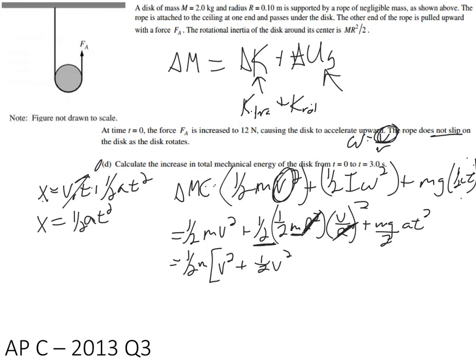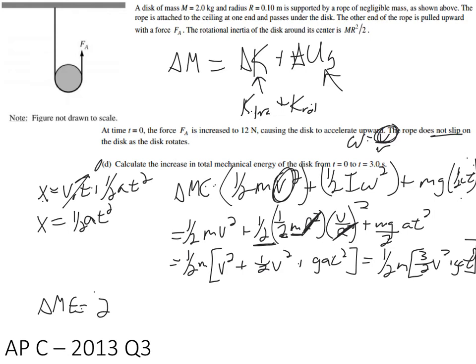Half v squared plus, still a half there, g a t squared. Half m. That's just 3/2 v squared plus g a t squared. Alright, so that means that the change in mechanical energy is 1/2 of m.